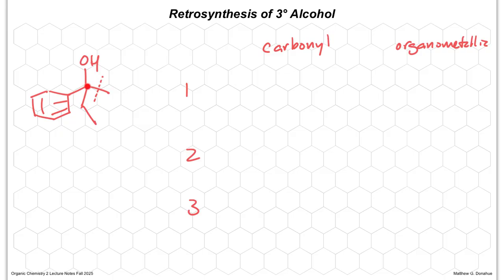So when we look at that carbon, it's going to be bonded to a carbon and a carbon. So that's going to be a ketone. So the ketone that we would start with would be that one. And since we want to add 1 carbon to it, that could be an organometallic we use to make that bond.